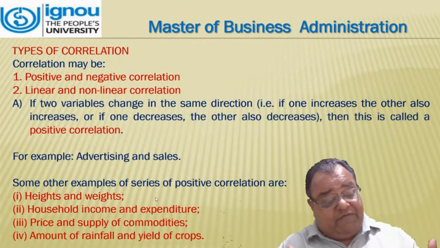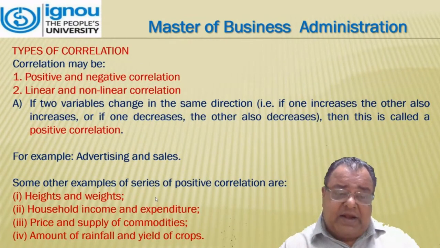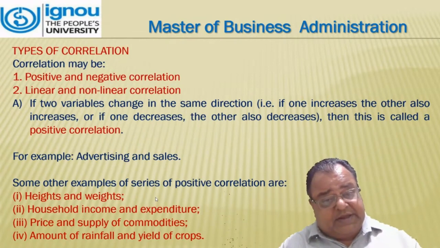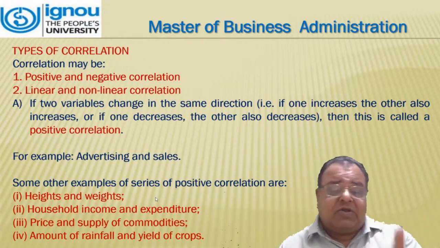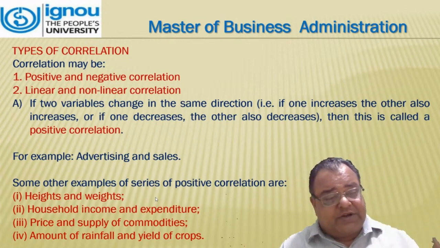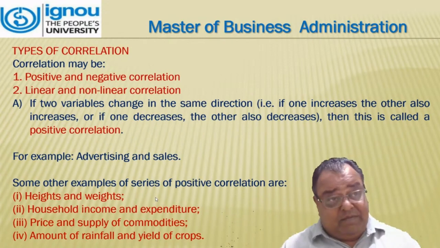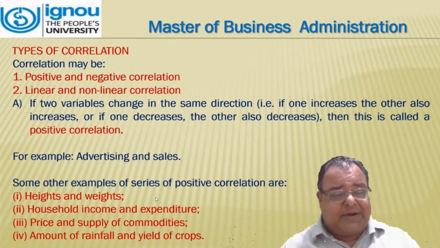Now the different types of correlation are, first, positive and negative correlation, and second, linear and non-linear correlation. If two variables change in the same direction, that is, if one increases then the other also increases, or if one decreases then the other also decreases, then this is called a positive correlation. For example, advertising and sales. The more advertisement we do, the more sales we expect to get.